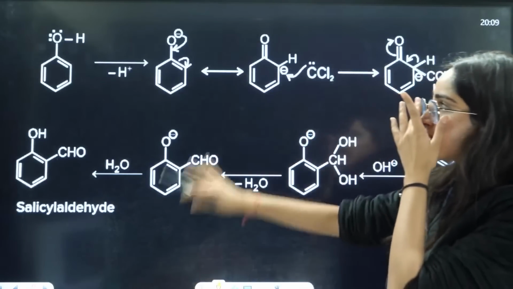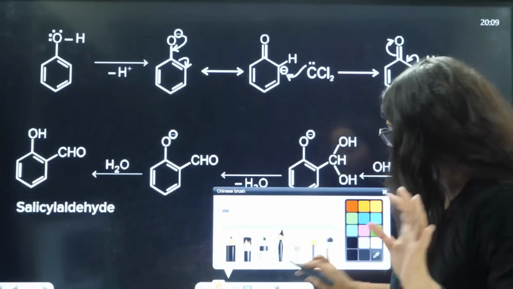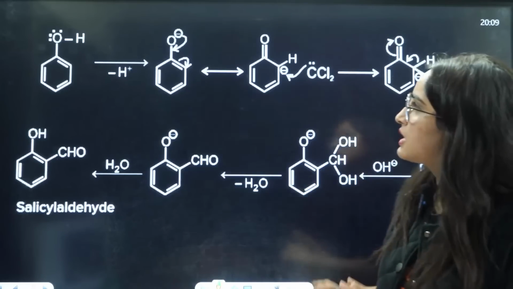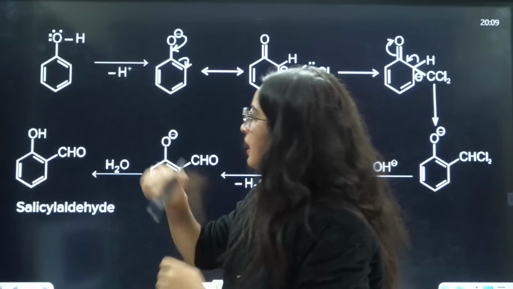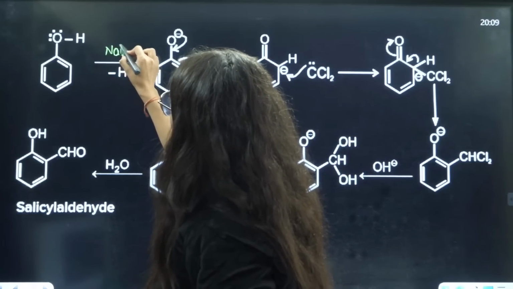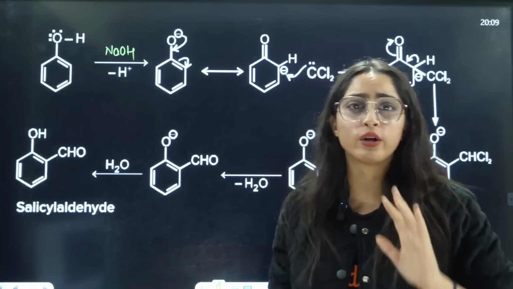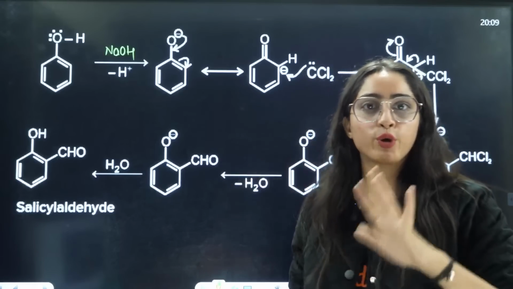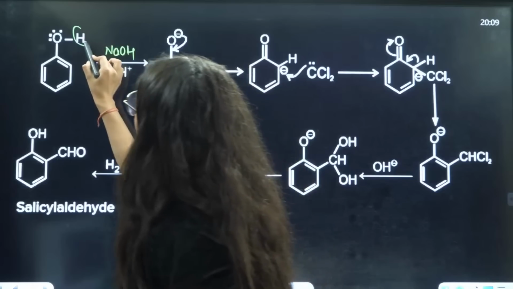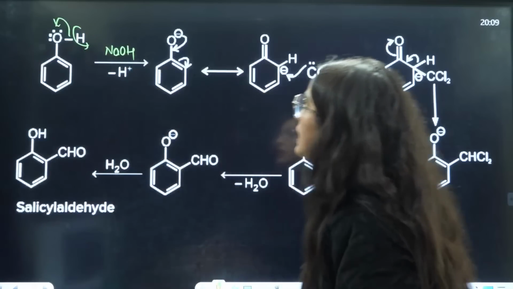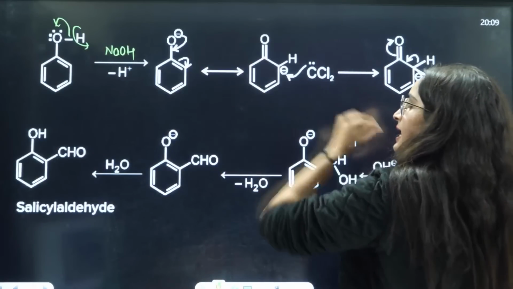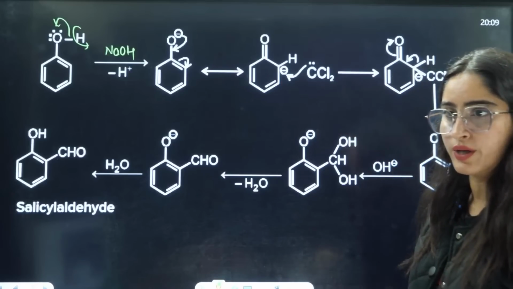Now, this is the mechanism. Let's go through the mechanism. Again, we are doing the same thing here. NaOH, what is the work of NaOH, guys? NaOH is going to take out the proton. Its simple work is to take out proton. This bond is going to shift here. You will have phenoxide. Then the same reaction you are going to do here.